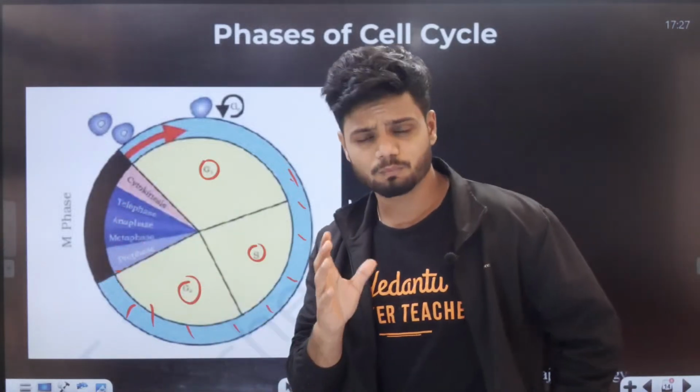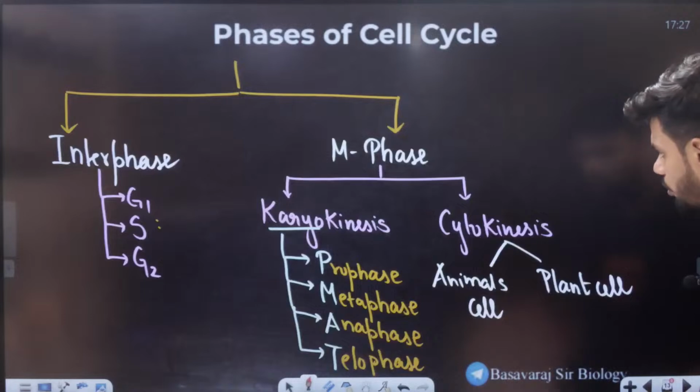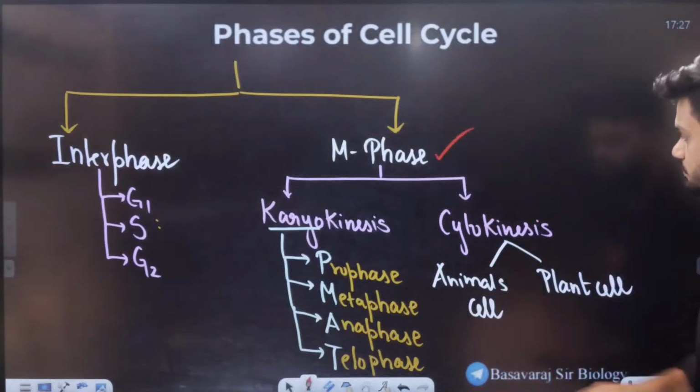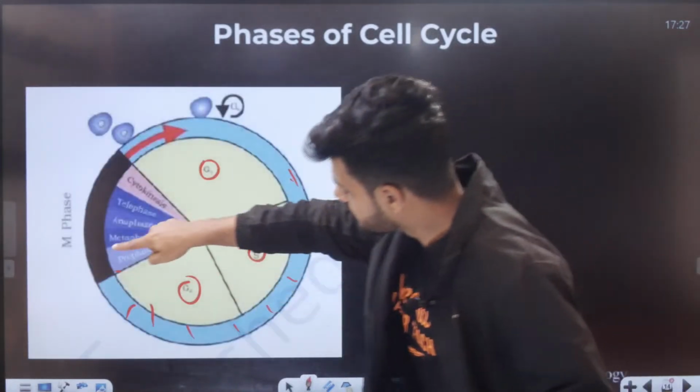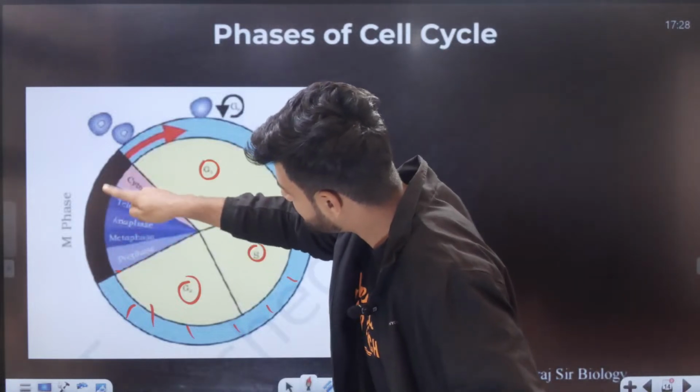Now, students, do you see this entire black color part? Can anyone tell me what the black color part here is? That is nothing but the M phase. Can you see? The entire black color part is called the M phase.